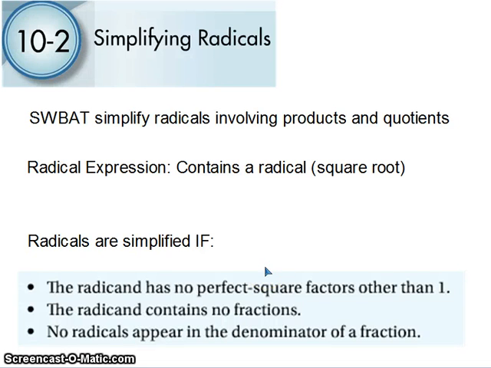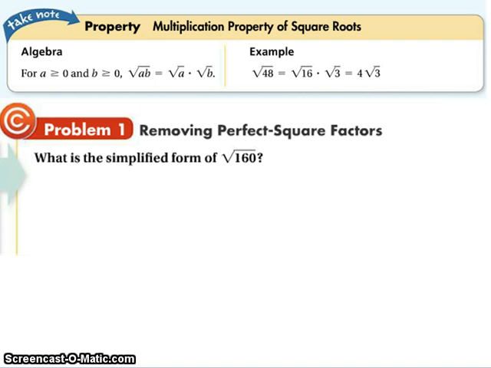All right, this is section number 2. It's called simplifying radicals. And you're going to be able to do this using products and quotients and going through the process. A radical expression is anything that contains a radical or a square root. And it is simplified if it follows these 3 characteristics. Okay, so we're going to work through some of these.